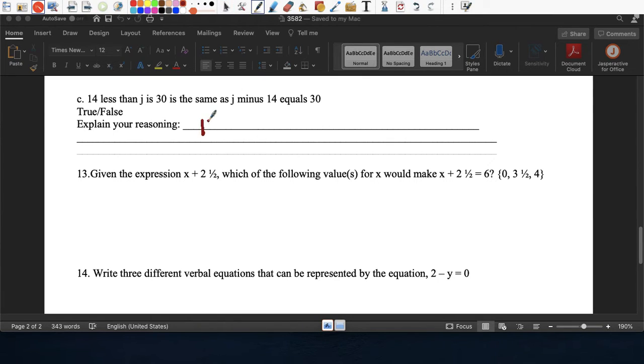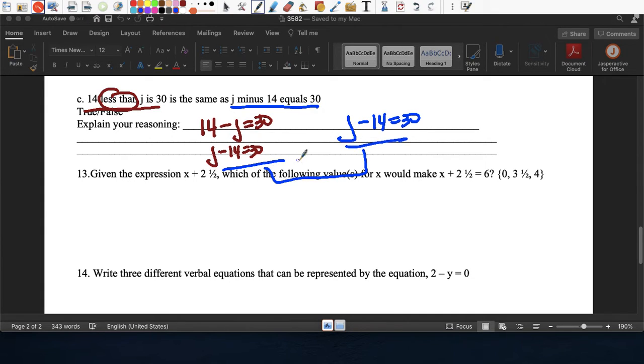Okay, so let's do C. 14 less than j is 30, so be careful. Less than is turnaround, so we're going to write j minus 14 equals 30. So is that the same thing? What is this one? J minus 14 equals 30. Are this and this the same? Same, right? They are exactly the same, so that is true.